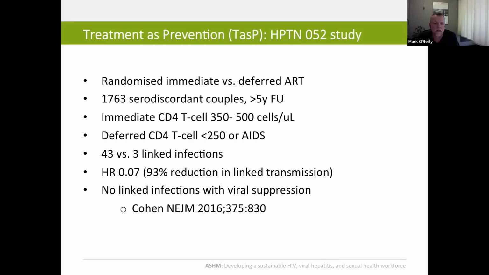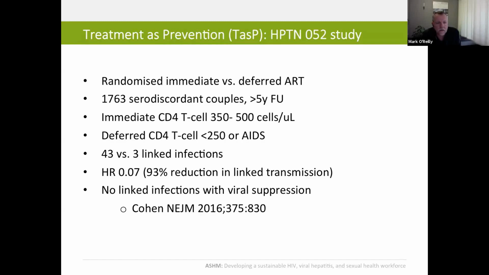The first of these was the HPTN-052 study, which looked again at randomising individuals to either commence antiretroviral therapy immediately or to defer their antiretroviral therapy. In this study, 1,763 serodiscordant couples were followed up for 5 years or more. In the immediate arm, the participants were randomised to commence treatment when their CD4 counts were between 350 to 500. In the deferred arm, the individual deferred therapy until the CD4 count fell below 250 cells per microliter, or they had an AIDS-defining illness.